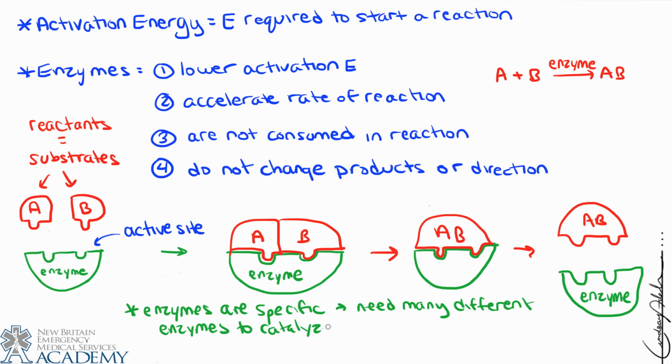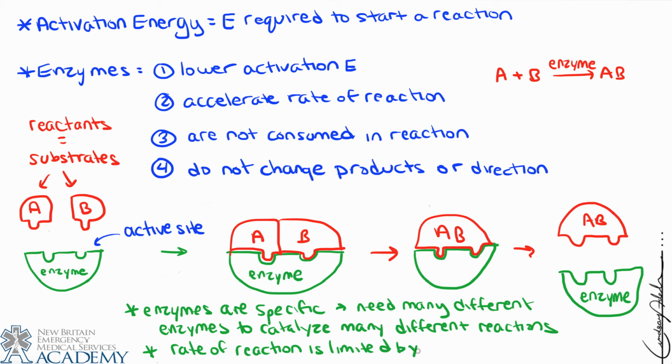So enzymes are very specific. There's many different enzymes that are needed to catalyze the different reactions, because a particular enzyme will typically only catalyze one reaction or one type of reaction. Now, the rate of the reaction is limited by the availability of the substrate and the availability of the enzyme. So we can only increase the rate of the reaction as fast as there are enough enzymes to keep the reaction going.